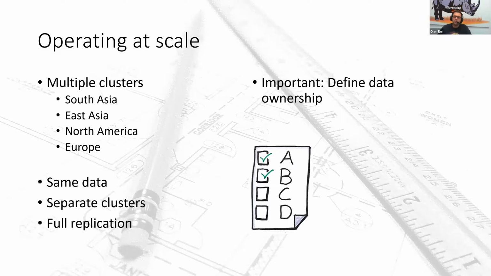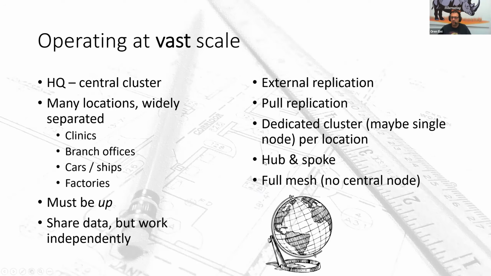External replication is great if you have a small number of clusters. Pull replication is for when you have hundreds of clusters, but you want to push all of them into some central location that can handle that. This is the hub and spoke model. Alternatively, you can have a full mesh where there is no central node, but the data is fully replicated. This is typically used if you have a branch model and you have like 20 branches, but there is no real proper HQ location or something like that.